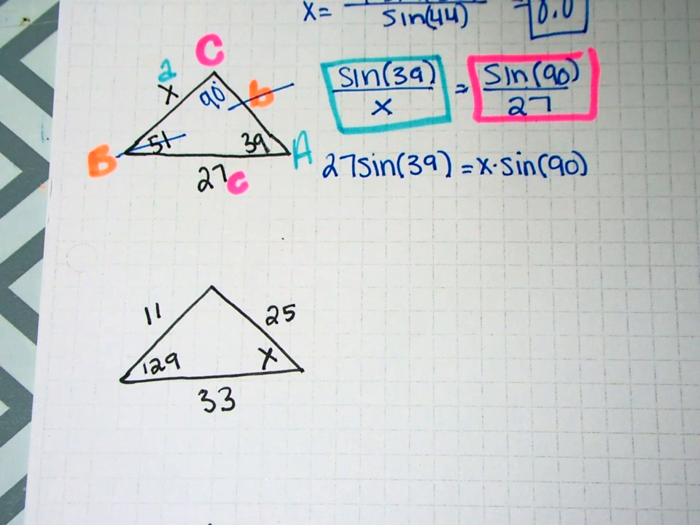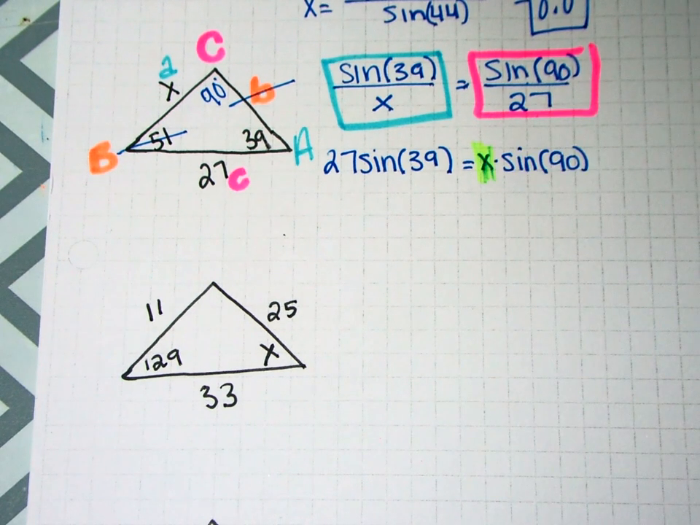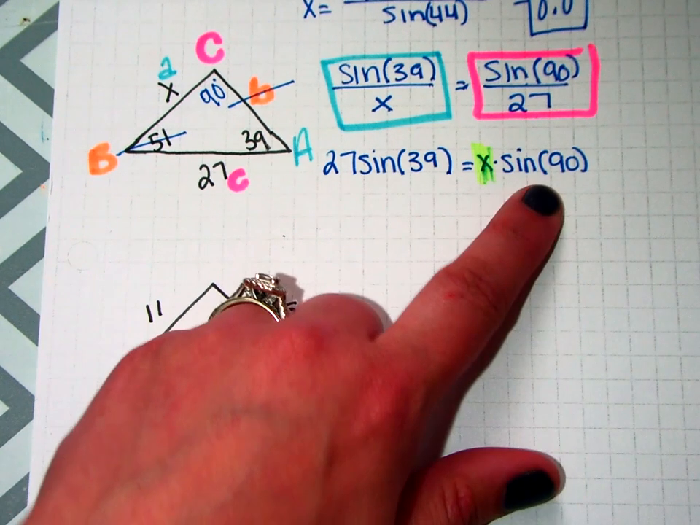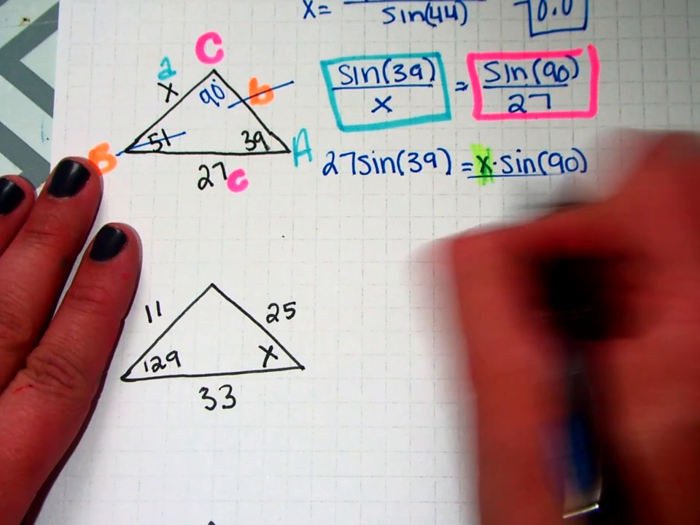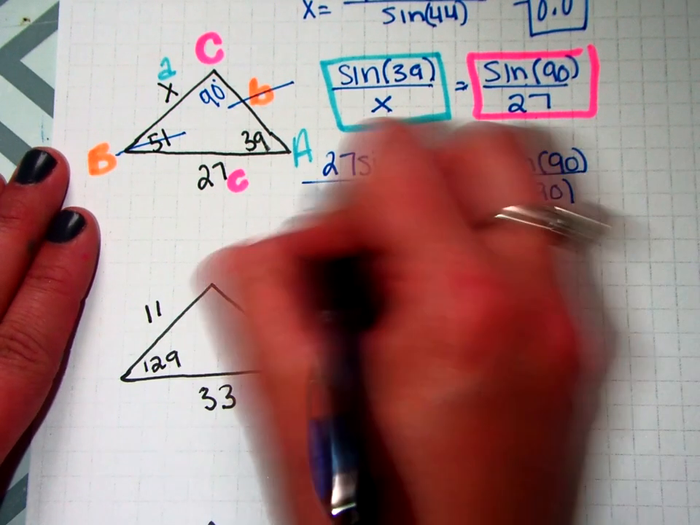I'm going to identify my variable, which is crucial when solving these. I need to know what I'm solving for and what I need to isolate. So I'm trying to solve for x. x is being multiplied by sine of 90, so I'm just going to undo the multiplication through division.